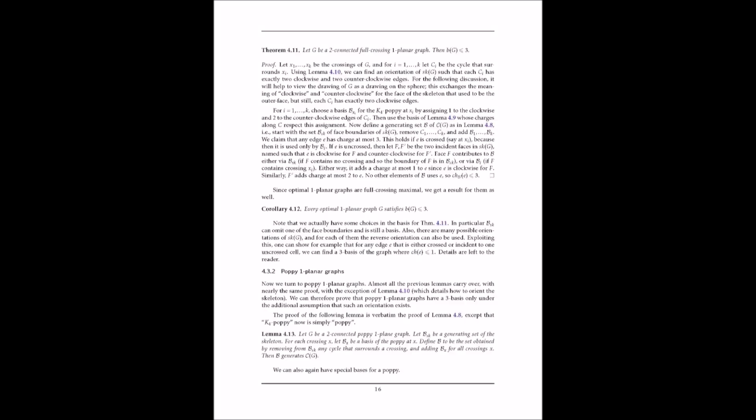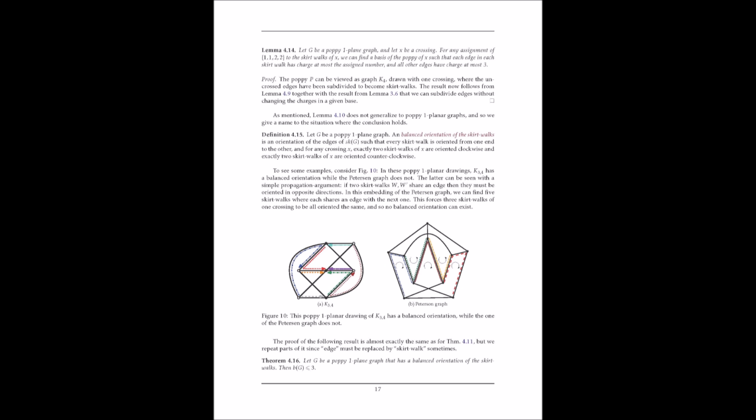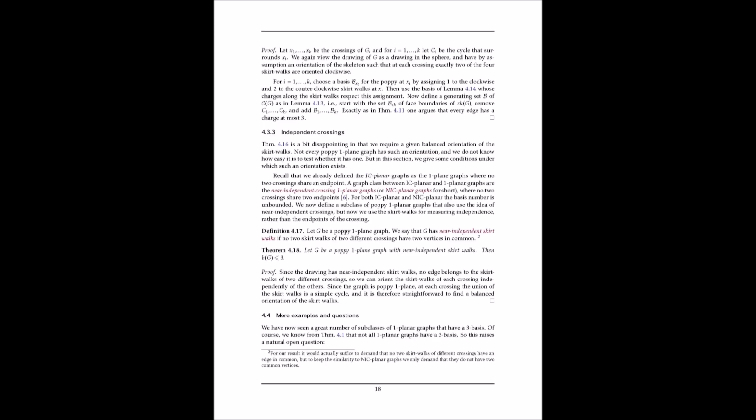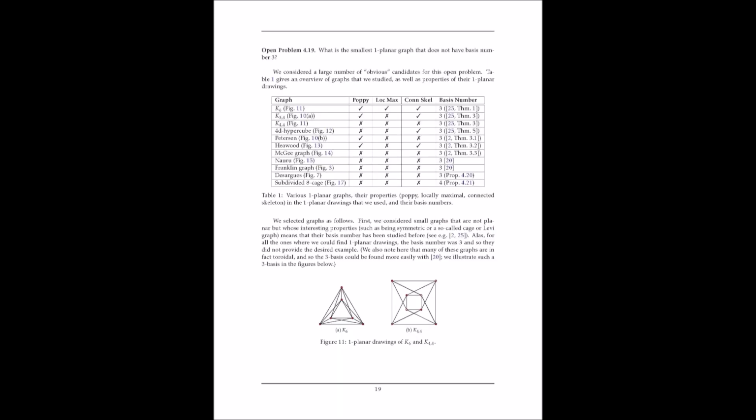And then the final step is they want to get rid of any multiple crossings. Right, because that would violate the one planarity. Exactly. So they just subdivide the edges by adding new vertices. So you're just stretching it out. Yeah, stretching it out and making sure that there's only one crossing per edge. Exactly. And so this way they can construct one planar graphs with arbitrarily large basis number.